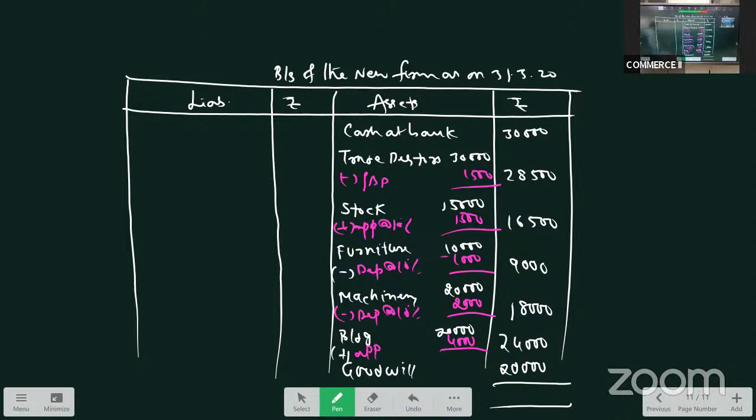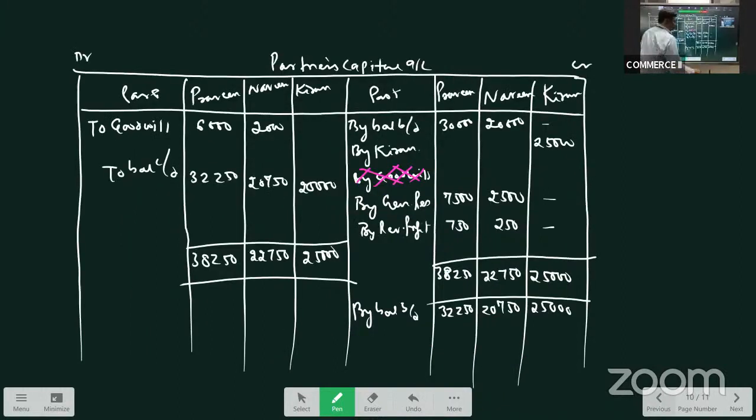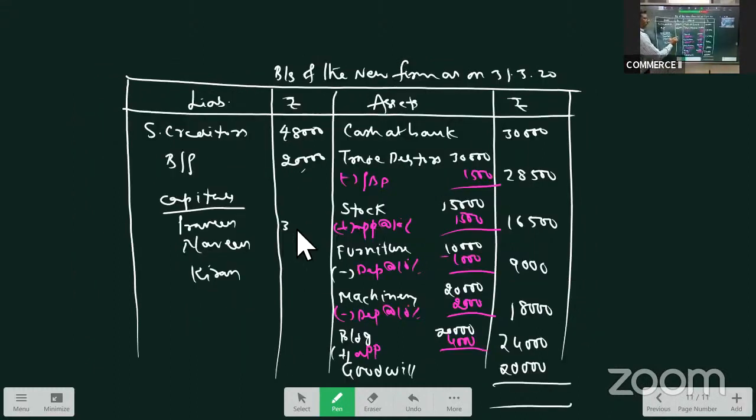Right? Now on the liability side, we have sundry creditors, no change, as it is. How much? 48,000. Bills payable, no change. General reserve is distributed. Take the capitals of Praveen, Naveen, and Kiran. We have prepared the ledger accounts now. Just now, 32,250, 20,750, and 25,000. Just check the total.